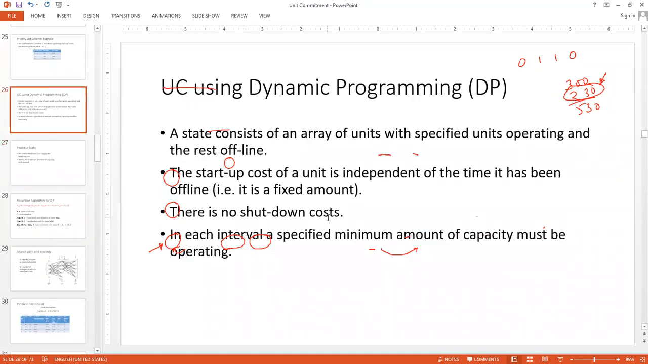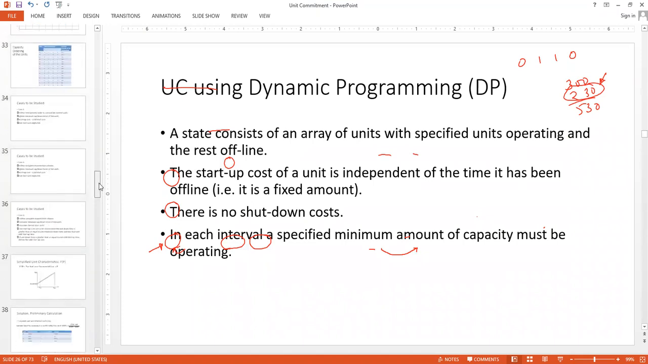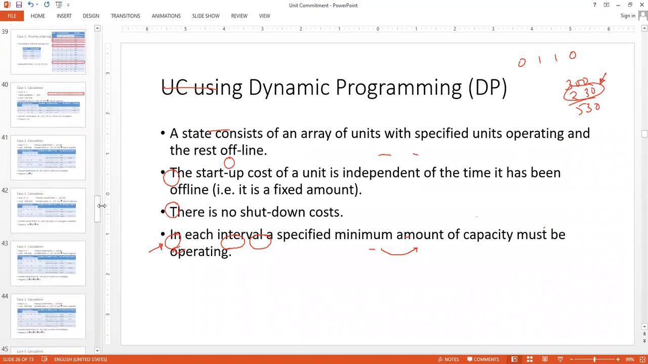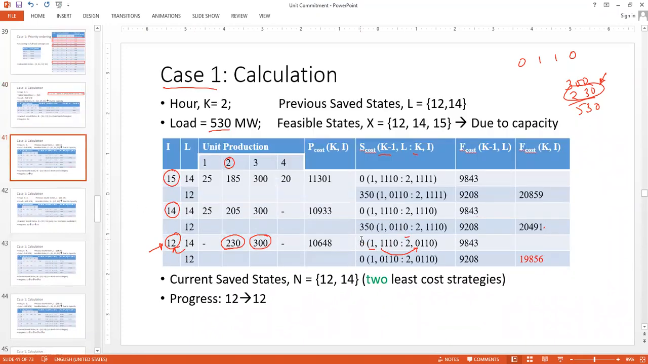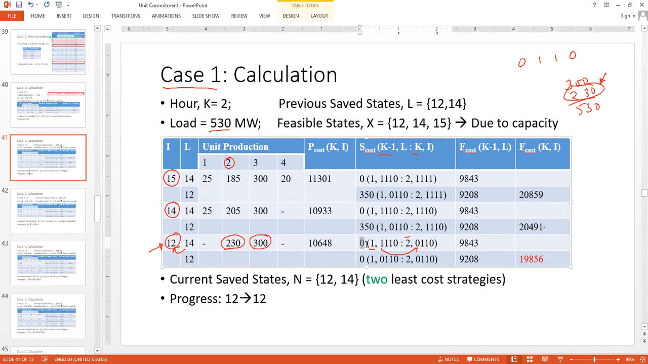There are no shutdown costs, so there won't be any additional charge for this shutdown. None of the additional units are actually turned on. So the additional transition cost from 14 to 12 is actually 0.